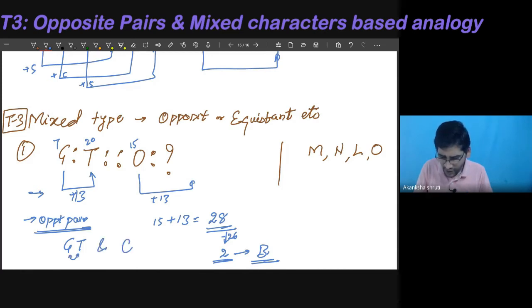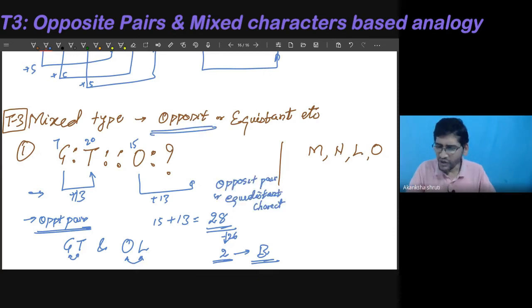Then for O, I need the L. So LO or OL, whatever. If it is given like this one only, then surely you have to take the opposite pair only. Otherwise, we cannot get any of the given option. For O, the L is the opposite one. So what will be our L? Okay. One more.